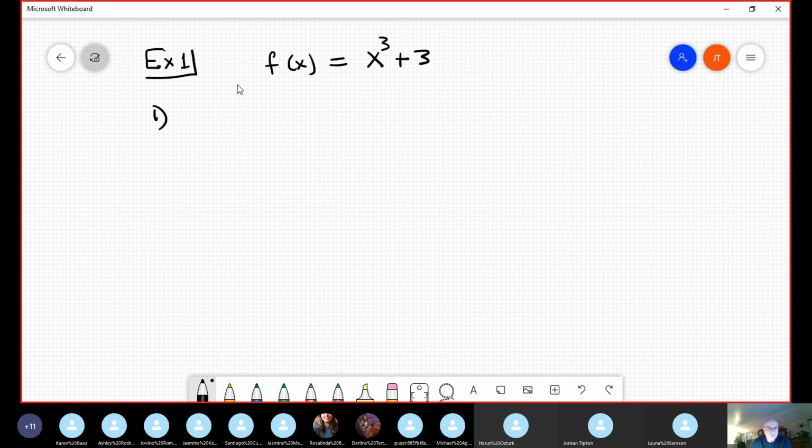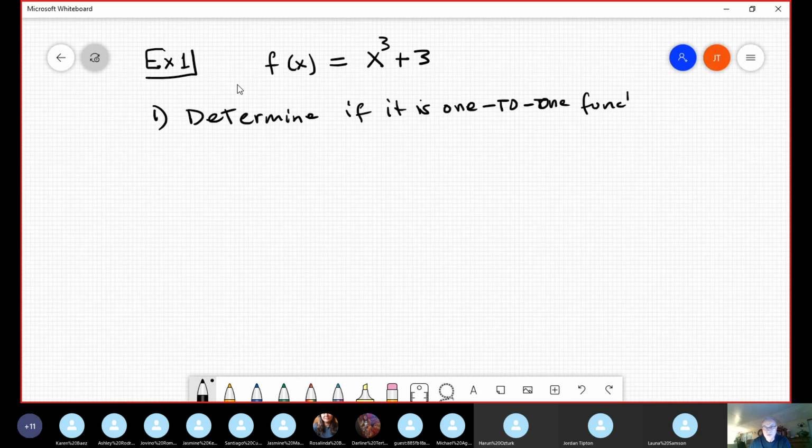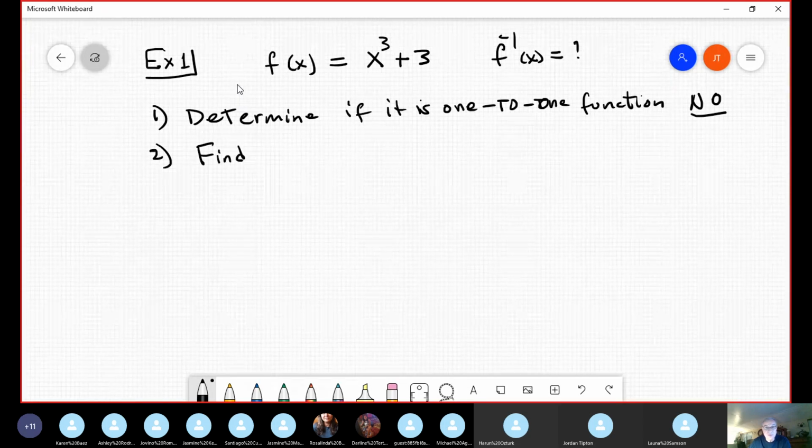Step number 1 is determine if it is a one-to-one function or not. Because this is important, no? Because if the answer of this question is no, we stop. We cannot do anything more. Because if the answer is yes, that function is invertible, and at least I know that the inverse exists. So the second step is find the inverse function expression.